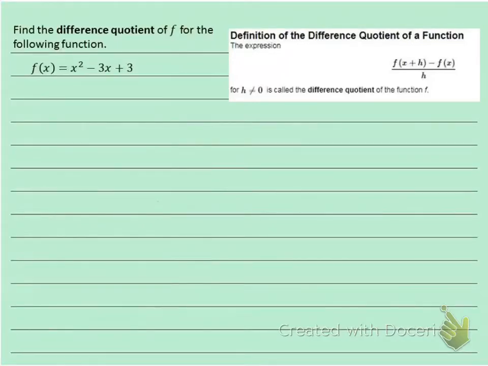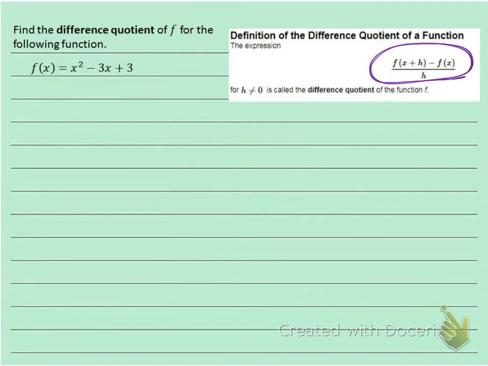Let's find the difference quotient of f for the following function. So here is my function. The f of x is x squared minus 3x plus 3. And the difference quotient is going to be from this formula over here.